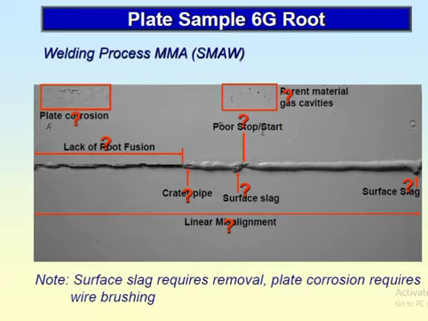Current material gas cavities, poor stop start here. Note, surface slag requires removal, plate corrosion requires wire brushing. So you need a wire brush here, and the surface slag you have to remove by grinding.